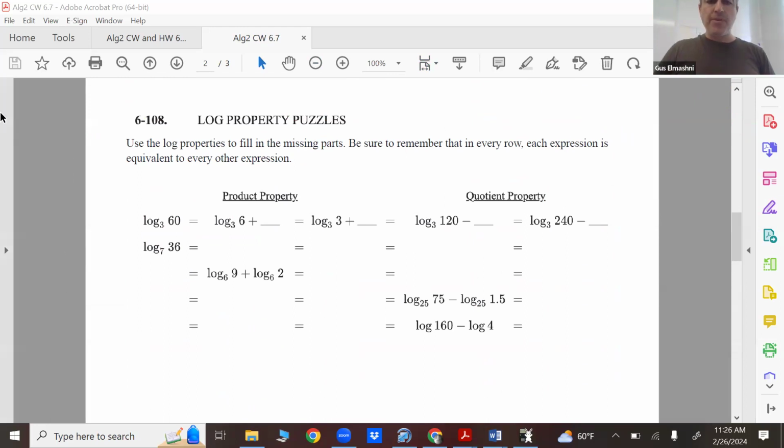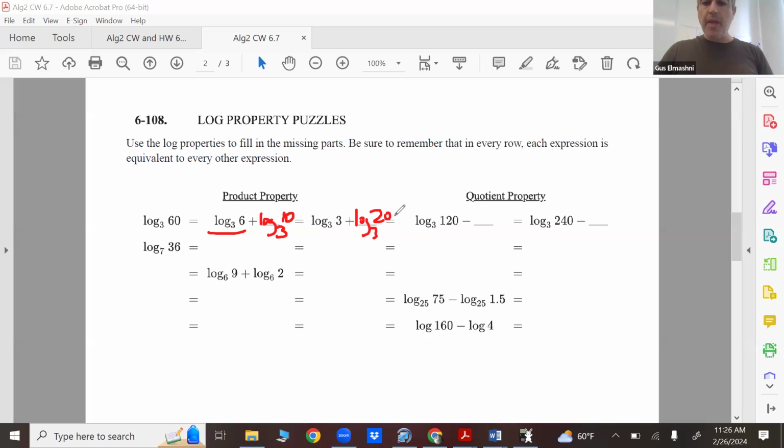So what's the base for the first row here? Base 3, right? So if you have log base 3 of 60, then it's log base 3 of what? 10, perfect, yes. Or you can write it like this: log base 3 of what? If you have a 3, what do you multiply 3 by to get 60? 20. There you go. Those are all equivalent.